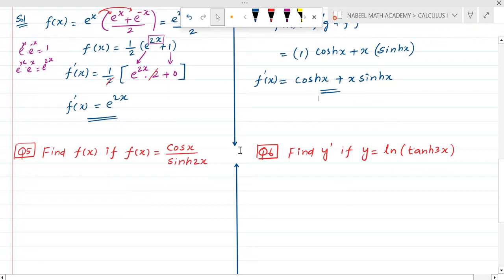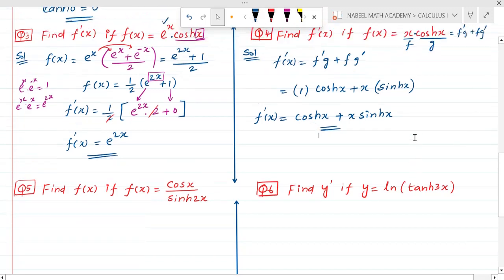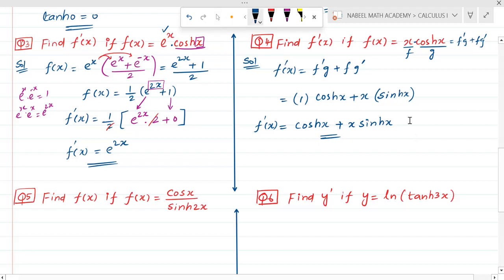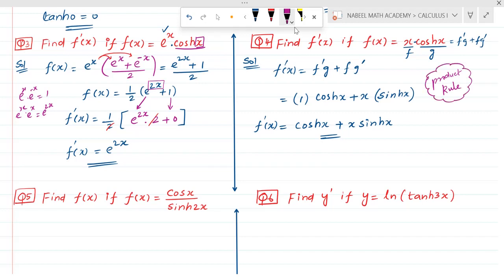Now the next rule here, we will have a product rule. So we will use here the product rule. This one is the product rule. Now let us go with the next one.